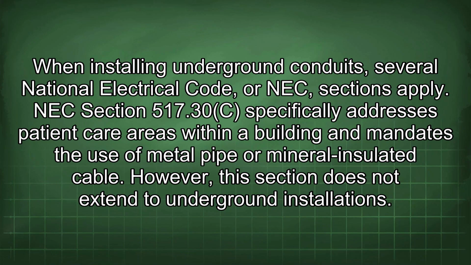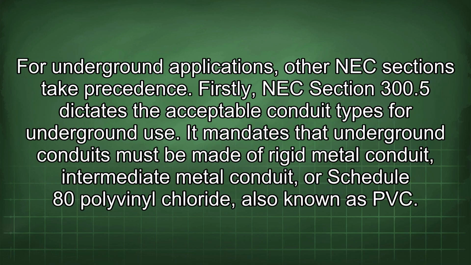When installing underground conduits, several National Electrical Code, or NEC, sections apply. NEC Section 517.30c specifically addresses patient care areas within a building and mandates the use of metal pipe or mineral insulated cable. However, this section does not extend to underground installations. For underground applications, other NEC sections take precedence.